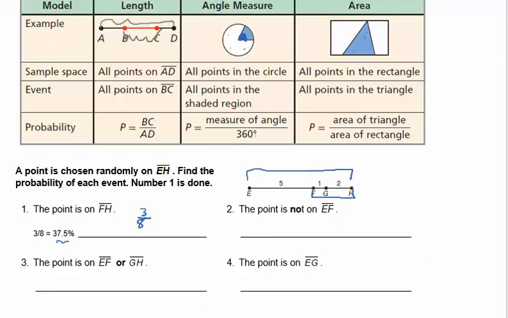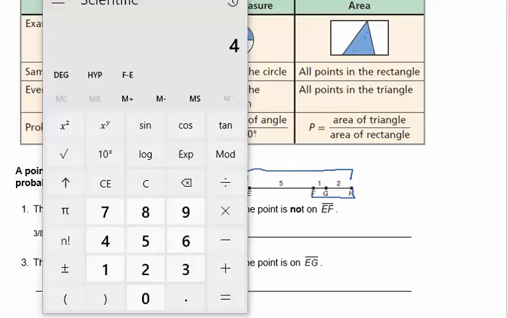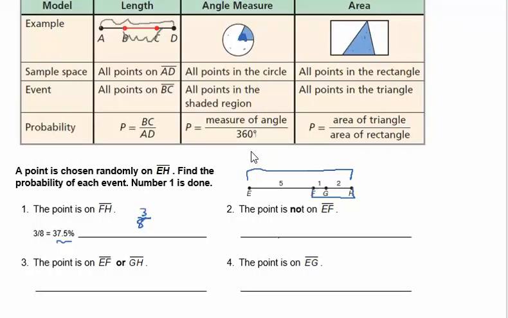And then also write that as a percent. To write that as a percent, here's a little review. You would do 3 divided by 8. That's the decimal number, 0.375. And then move your decimal point over 2 places, or you can just multiply by 100, to change to a percent. So 37.5% is the percentage. That's the probability that a point chosen randomly on this line would be on FH.